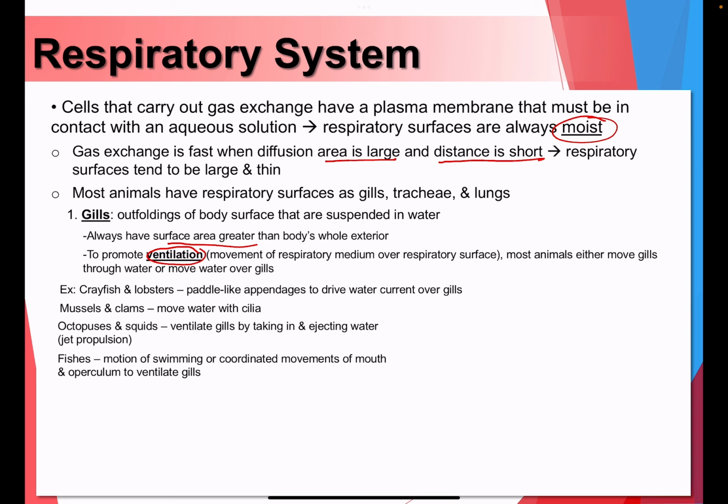Mussels and clams, same thing. They're pretty sessile animals. They just stay pretty stagnant, sedentary. They don't really move around very much unless they have to. So they use cilia on their cells to move water through their gills.